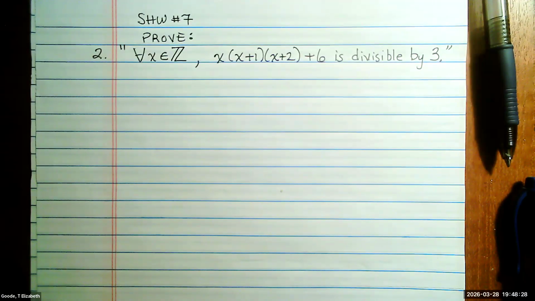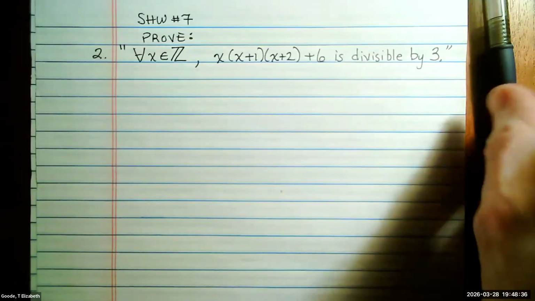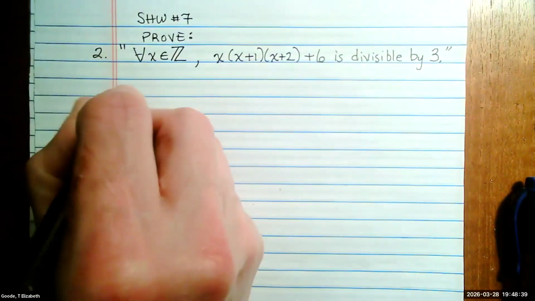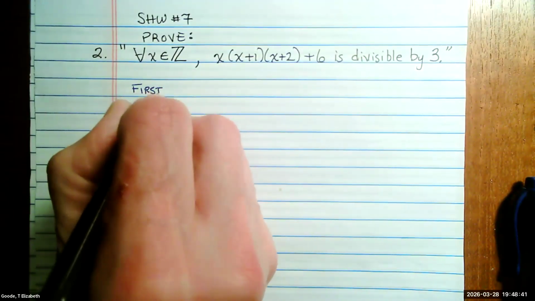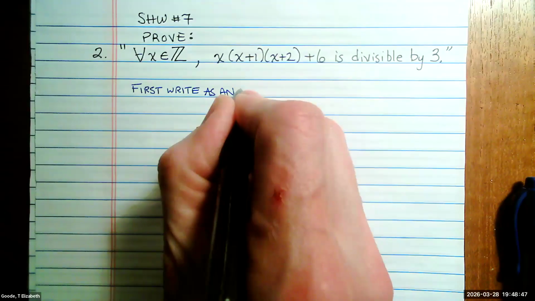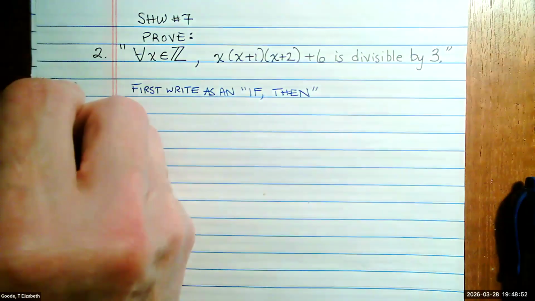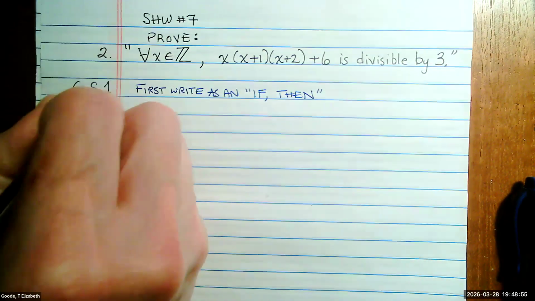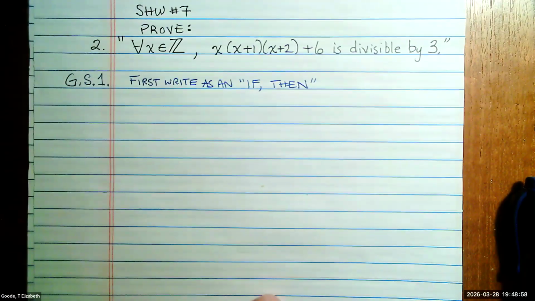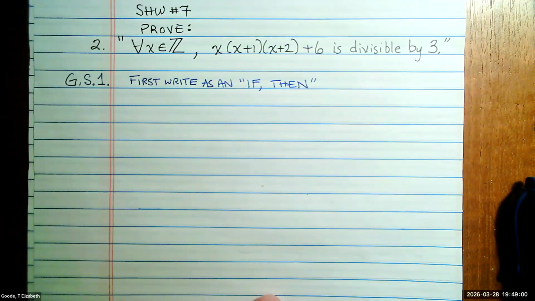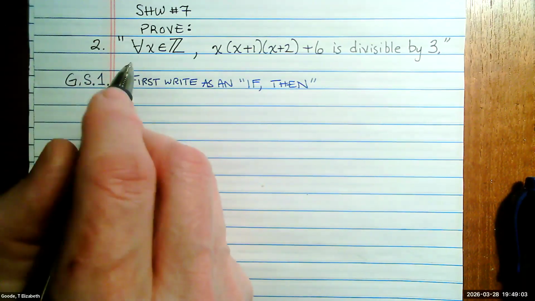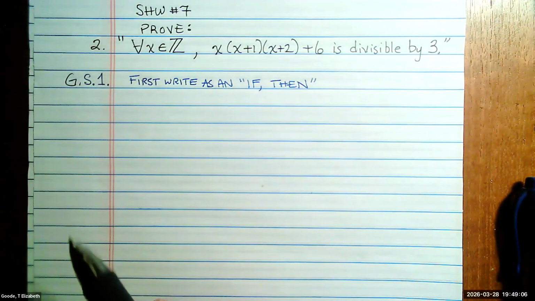Do you have any questions? I think I'm good for now. Yeah. I just want to go back to this number 2 with you and let's first write it as an if-then, shall we? Sure thing. Because it is universal. And we did learn some basic things about proving universal statements. And one of the things we learned was, do this good step one, write it as an if-then. So, do you know how to write this as an if-then?